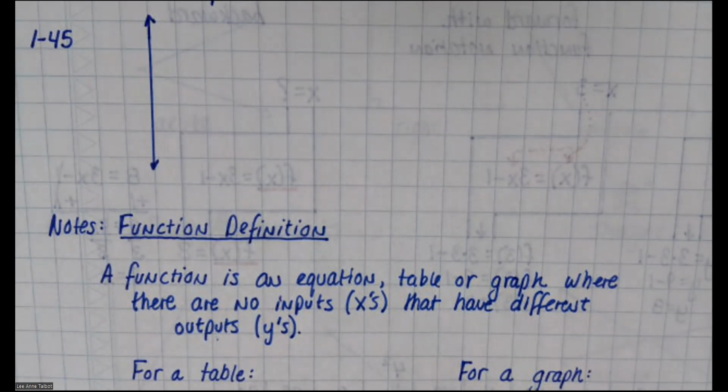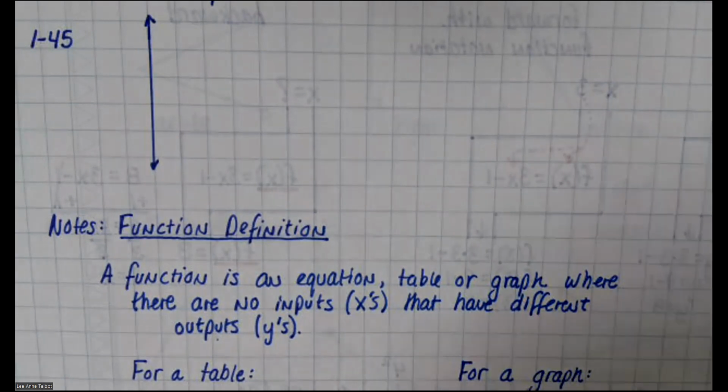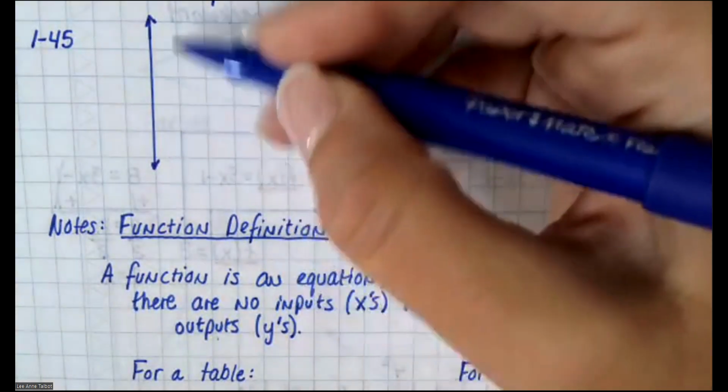All right, you guys, let's do number 45. It's super quick. And then we'll do the notes. We're so close. Okay, 45. The important question. Is a vertical line a function? Is this a function?